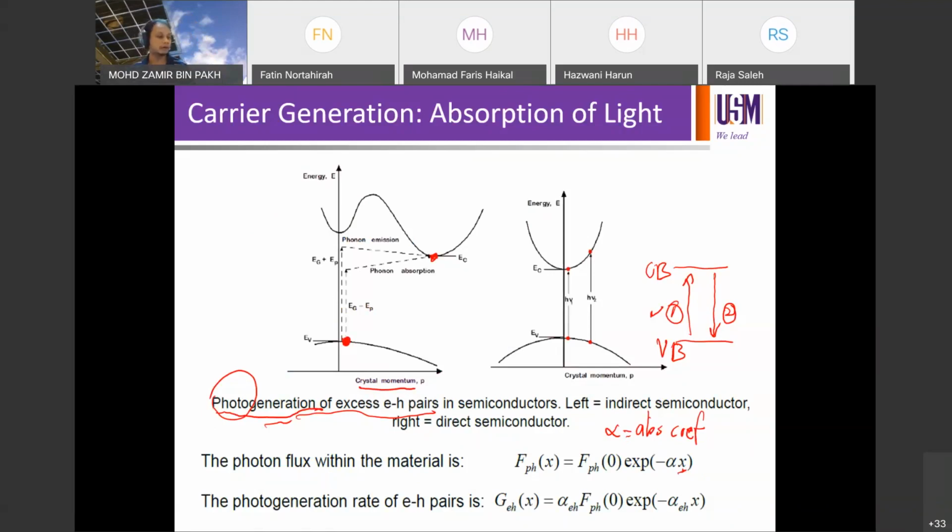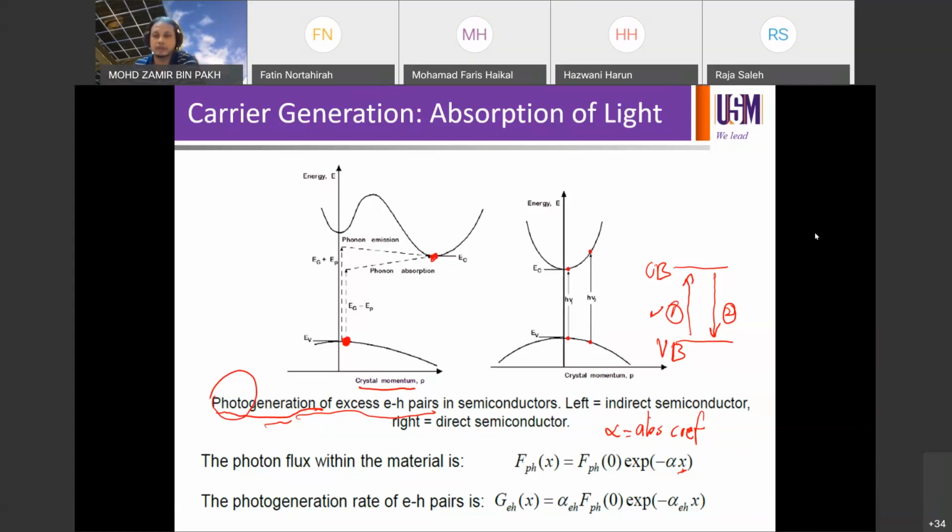For example, this is your cross section of your silicon, so F0 is the initial level of the flux when it starts hitting the semiconductor material, and the value of the flux inside the semiconductor will be dependent on the absorption coefficient and the depth. So that will define the level of flux within the material. From the flux within the material, we can calculate the photo generation rate.